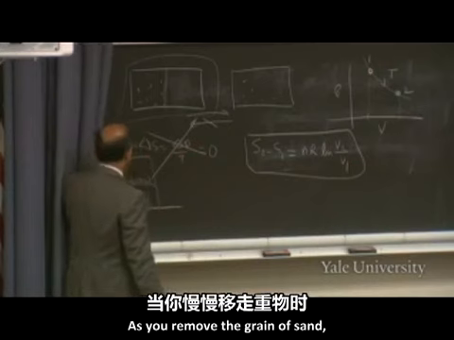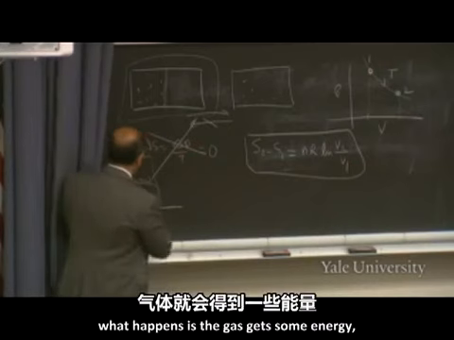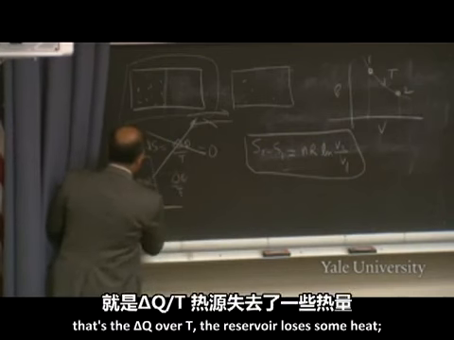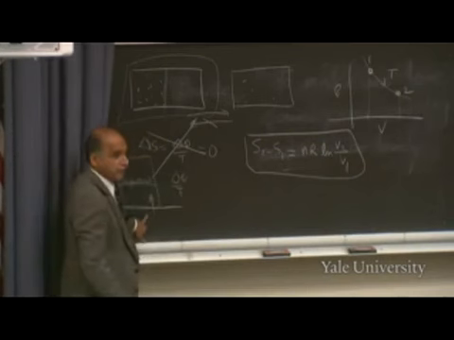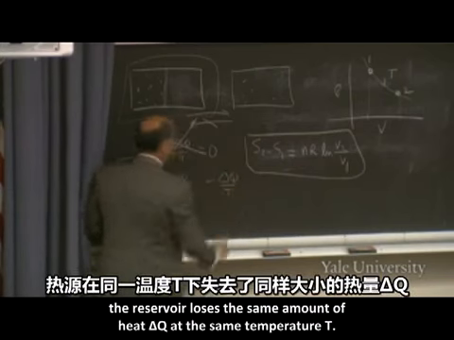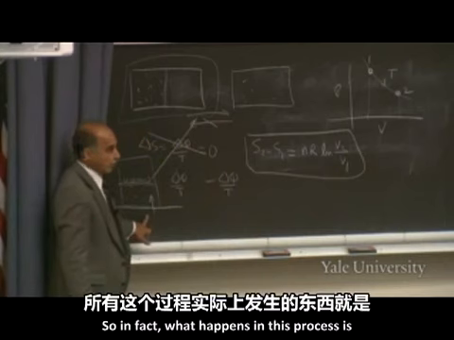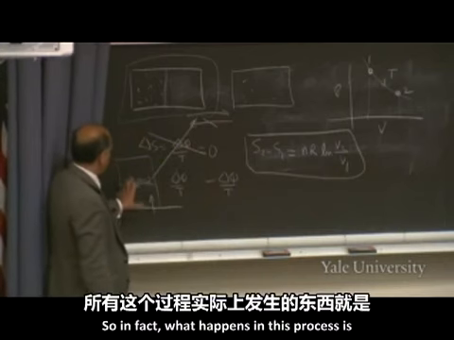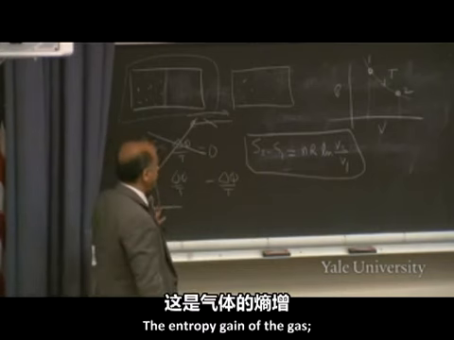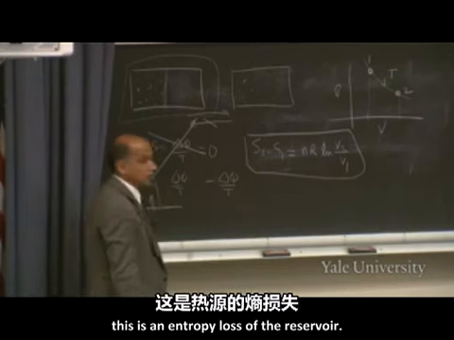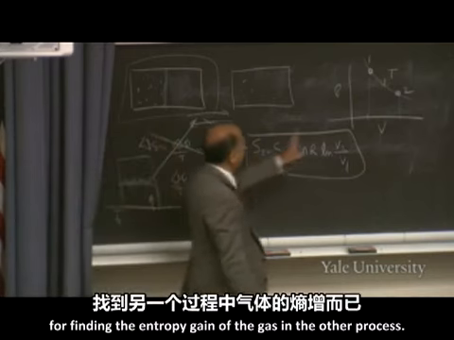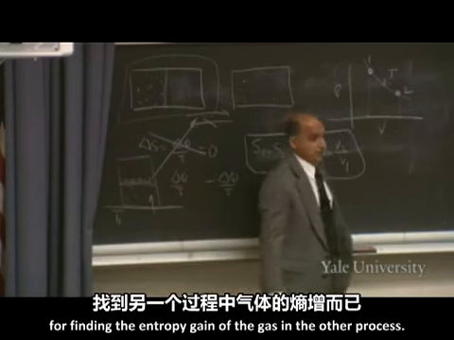As you remove the grain of sand, the gas gets some energy, that's the delta Q over T. The reservoir loses some heat. In fact, the reservoir loses the same amount of heat, delta Q, at the same temperature T. So in this process the entropy of the universe does not change at all. The entropy gain of the gas is the entropy loss of the reservoir. But I use this as a device for finding the entropy gain of the gas in the other process.